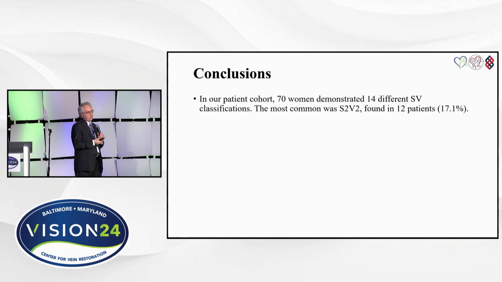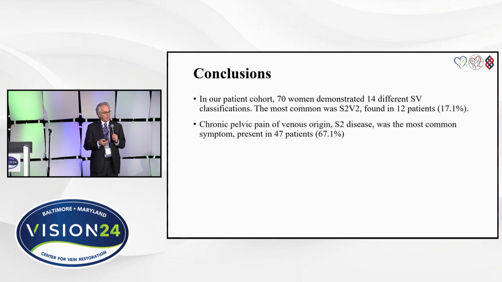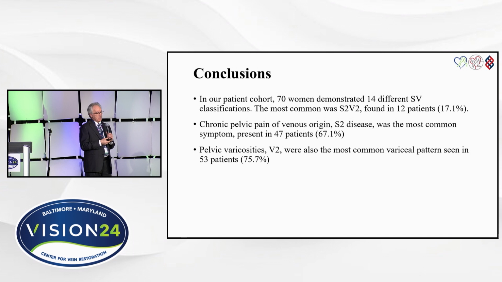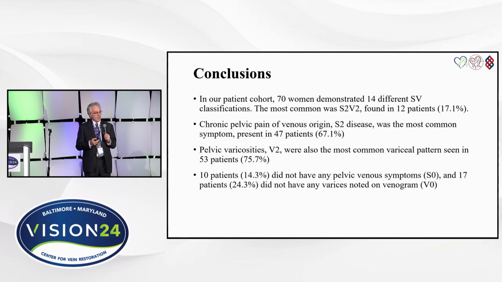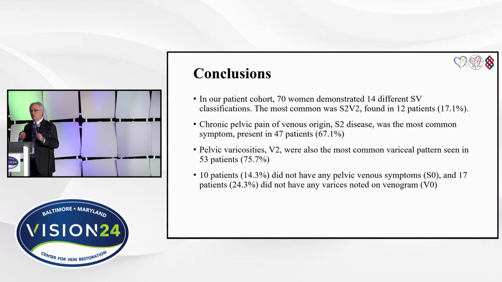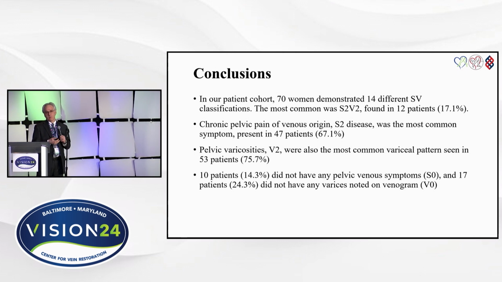So 70 women demonstrated 14 different SV classifications. The most common was an S2, V2 found in 12 patients. Chronic pelvic pain of venous origin, S2 disease, was the most common symptom, present in 67% of this patient population. Pelvic varicosities, V2 disease, were the most common variceal pattern, seen in 53 patients. And 10 patients did not have any pelvic venous symptoms, S0. 17 patients did not have any varices noted on the venogram. So a lot of the patients may have had a pelvic venous source, but may have also had some leg symptoms associated with it as well.